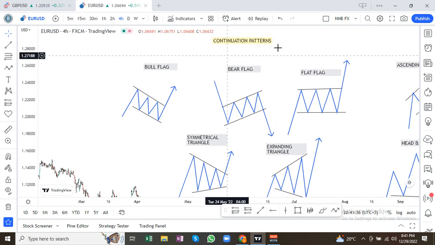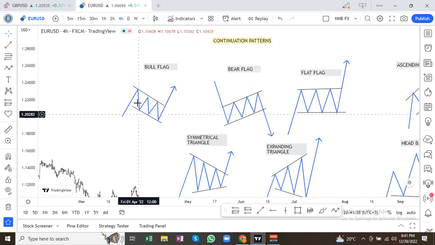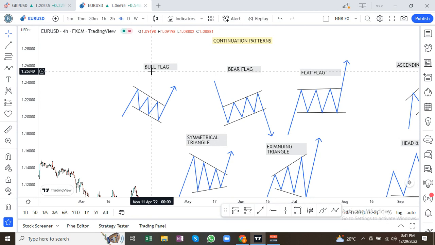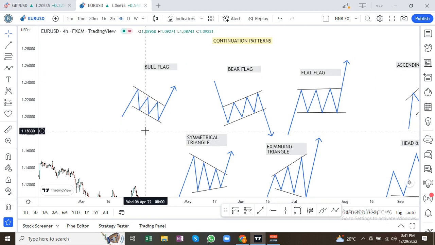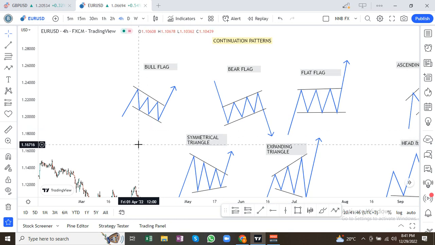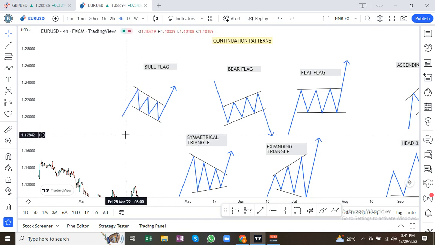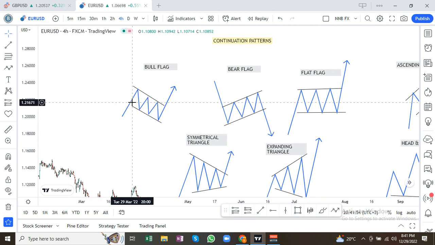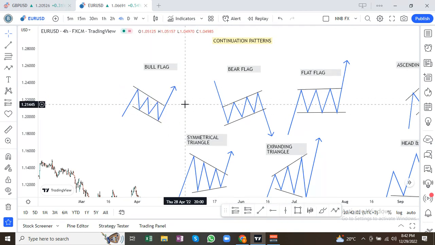The first continuation pattern that we'll be looking at is the bull flag. The bull flag resembles a flagpole, hence the name. In the bull flag, price action will impulse up and form a sideways flag that signals to us price is ready to impulse up again.